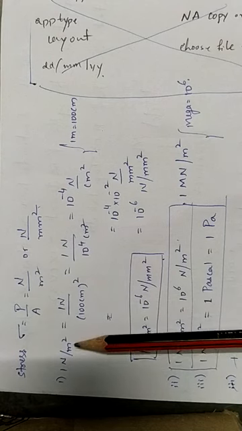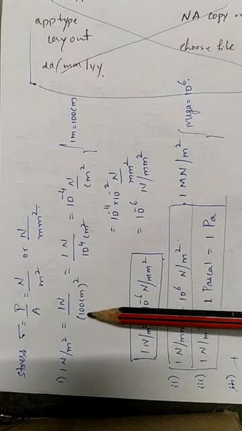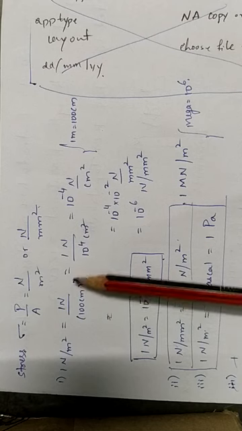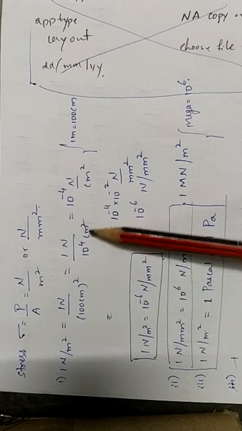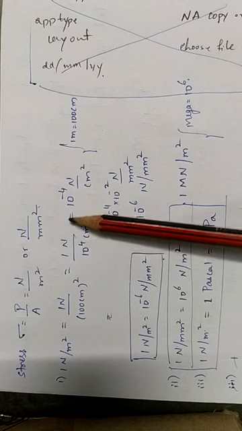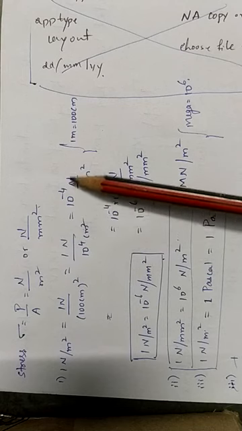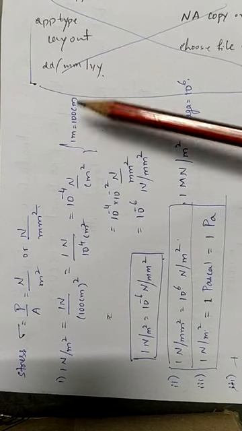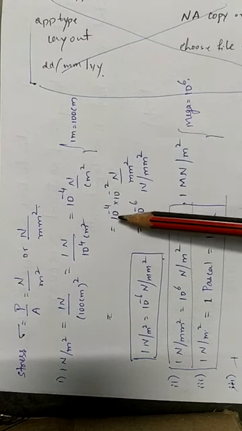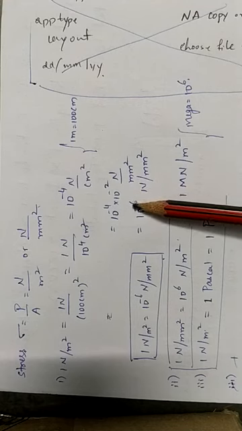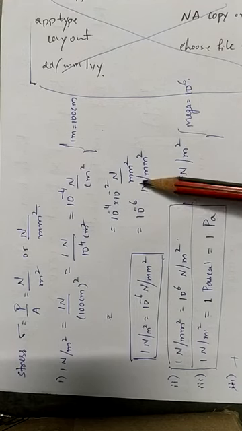1 meter is equal to how much? 100 centimeter. So 1 meter square is equal to 100 centimeter square, that is 10 raised to 4 centimeter square. This 4 will come in the top portion, that is 10 raised to minus 4 Newton per centimeter square. Because 1 meter is equal to how much? 1000 mm. Therefore, 10 raised to minus 4, minus 2, that is 10 raised to minus 6 Newton per mm square. Clear?